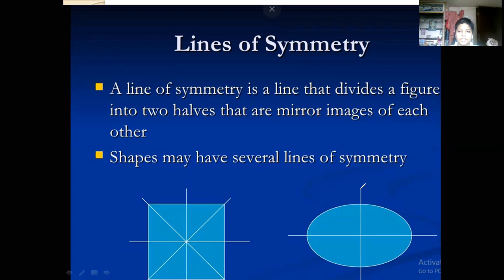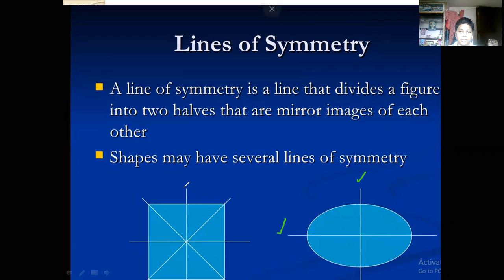If we draw a line of symmetry, then this side will be like this, and this side also will be like this only. So both the sides will be same. If you draw like this, the upper part and the lower part will be equal. So this figure has two lines of symmetry.